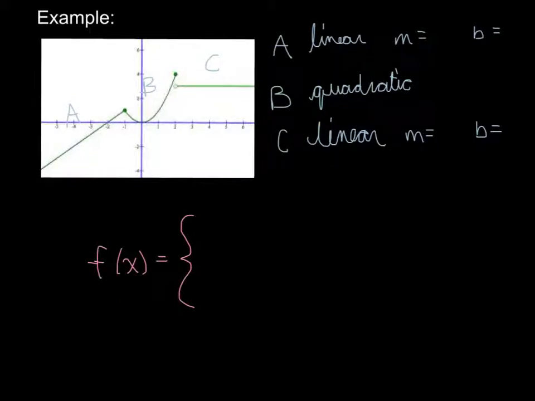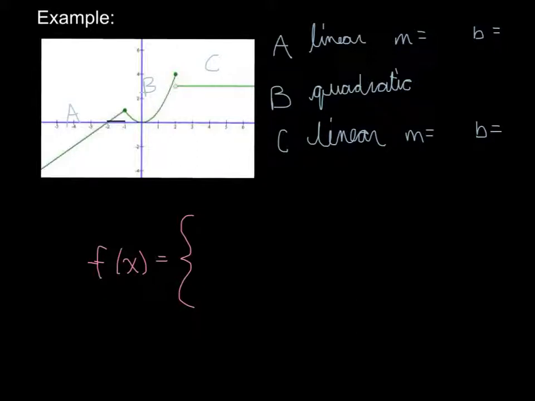Here we have an example of a graph that is a piecewise function, and I'm just going to show you how to write this function in function notation. So first we have to determine what each part of the graph is. I've labeled them for us just to make it a little bit easier. We can see that the A segment here is a linear function, so we need to figure out the slope and the y-intercept to be able to write an equation for it.